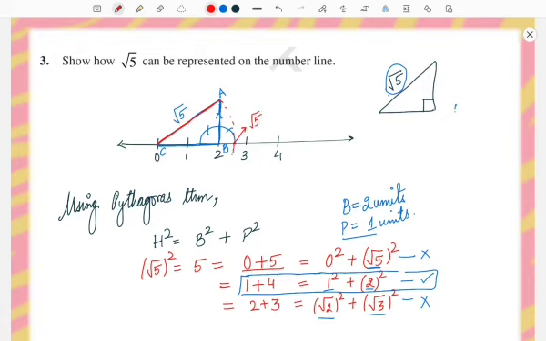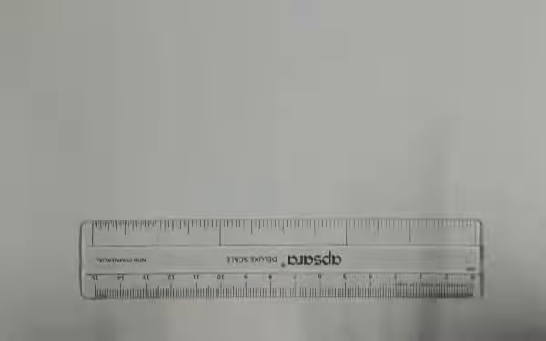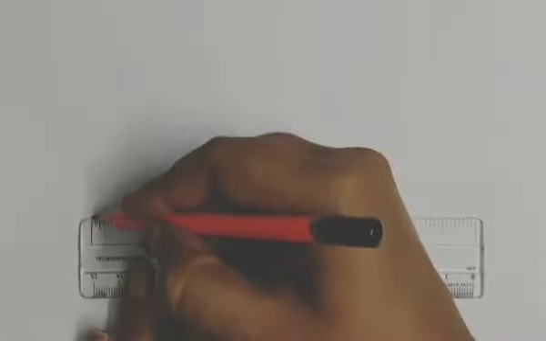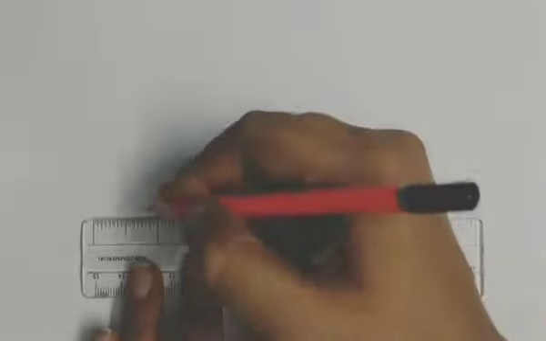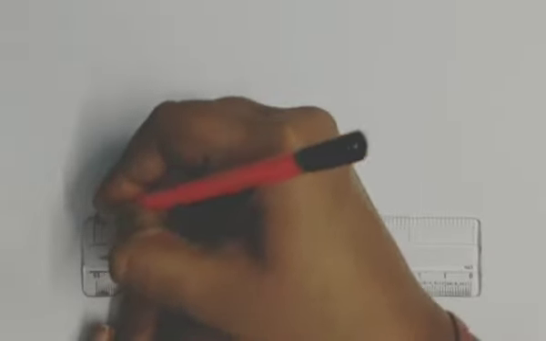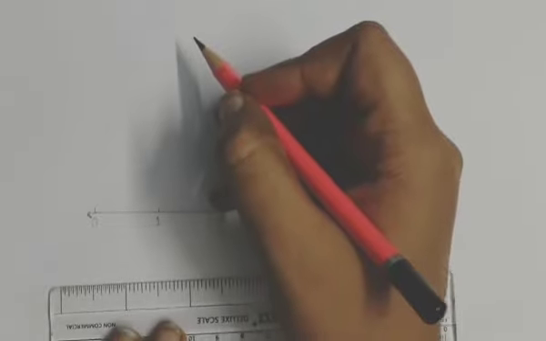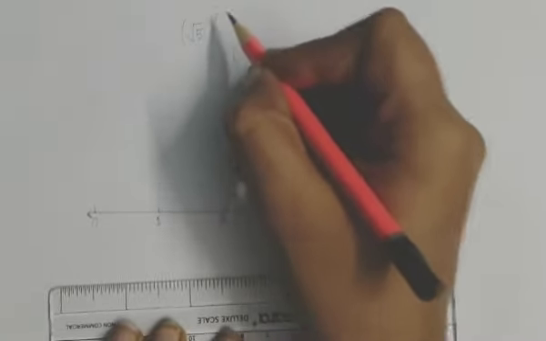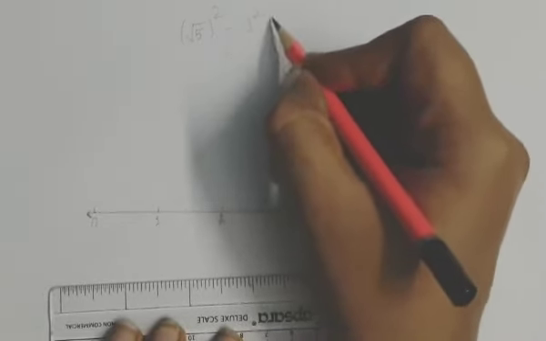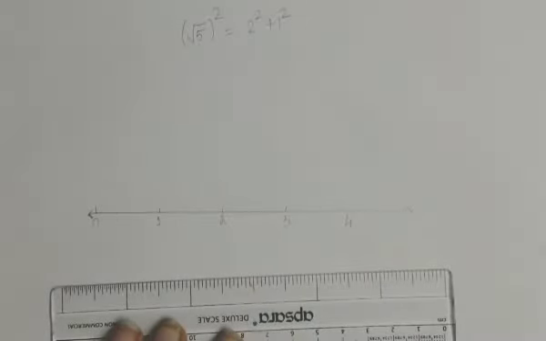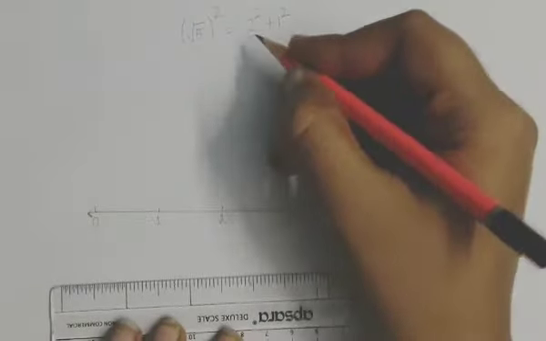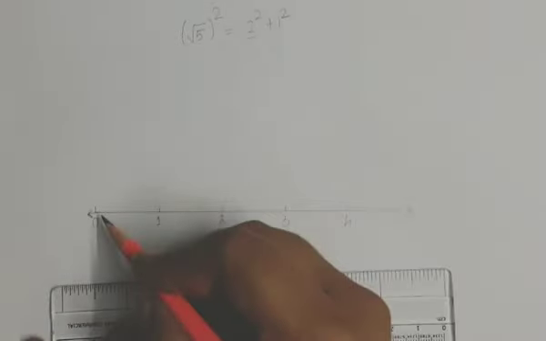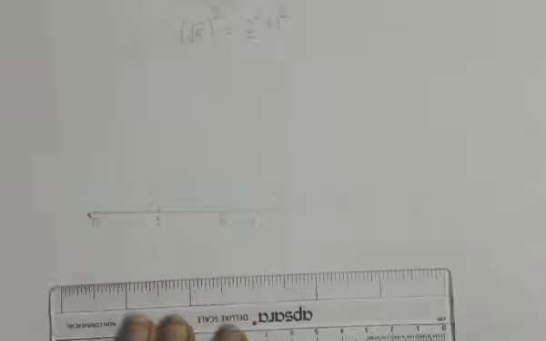Now we are doing it with all the measurements. Starting with drawing a number line, I am using the inches side to draw it. To draw √5, we use Pythagoras theorem, right? √5 square is equal to 2 square plus 1 square. That means either the perpendicular or the base will be 2 units, right? I'm taking the base as 2 units. I'm going to draw a perpendicular on point 2.